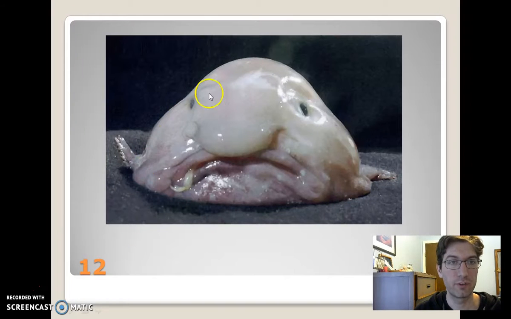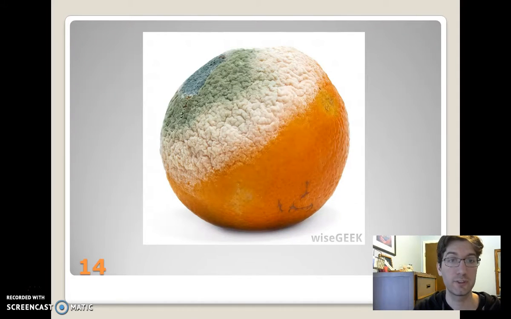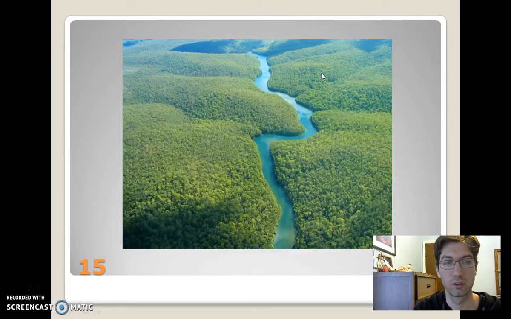Question 12 is this strange blob. Question 13, I am referring to these structures. That's pretty easy to do. 14, I'm looking at just the white fuzzy stuff. This is also included, but mostly the white fuzzy stuff. I am not referring to the orange itself. Number 15, I would like you to focus on this blue ribbon that stretches from the top to the bottom. Please do not focus on the green foliage. I just want the blue ribbon going through.